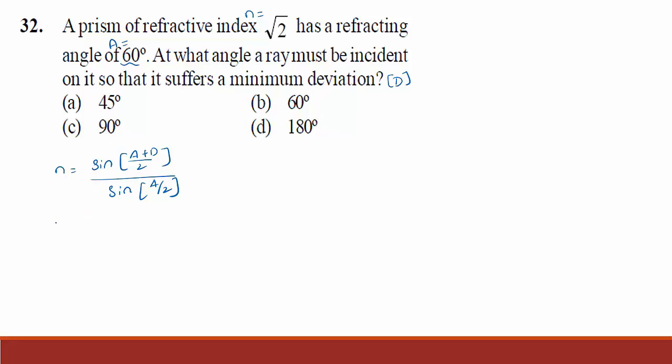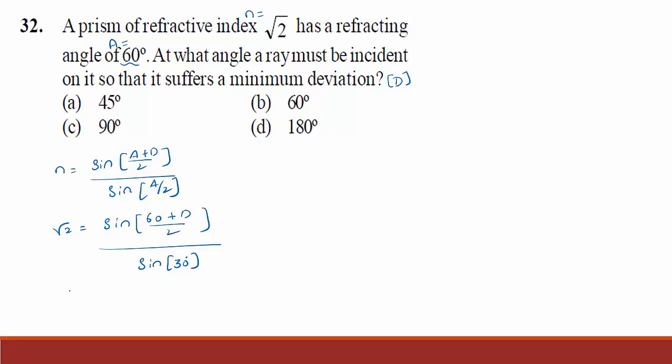Substitute all the values. N is given, root 2, is equal to sine of (A plus D) by 2, where A is given as 60 degree plus the angle of minimum deviation, which we don't know, keep as it is, divided by 2, whole divided by sine of A by 2, that is 60 by 2 means 30 degree. Or we can write root 2 equal to sine of (60 plus D by 2) divided by 1 by 2.